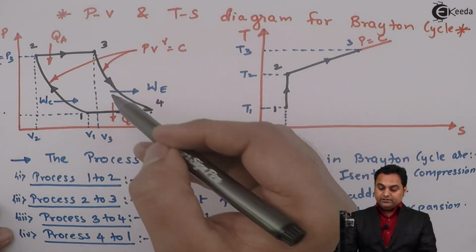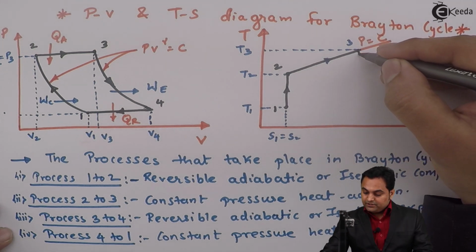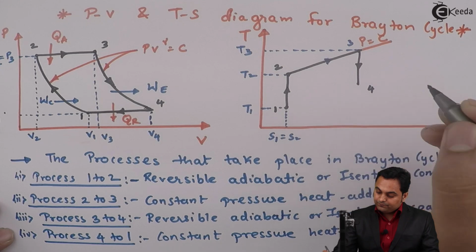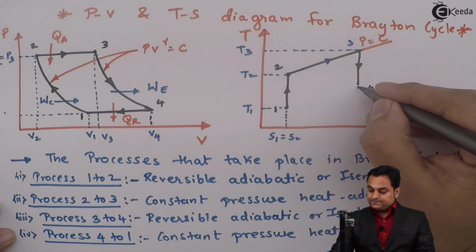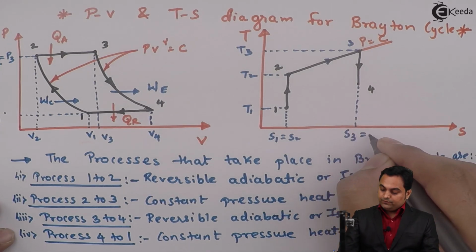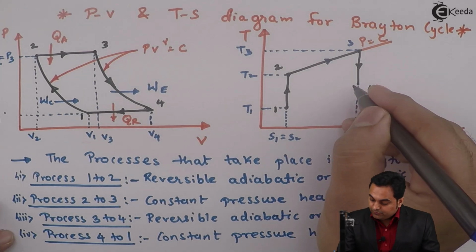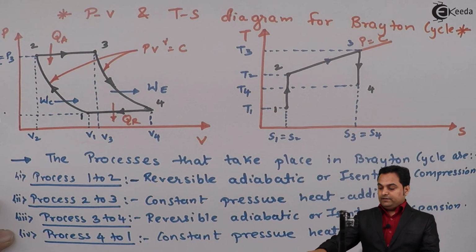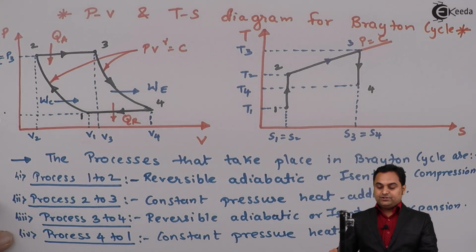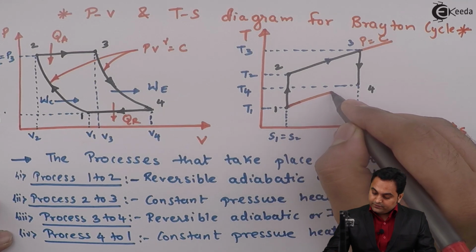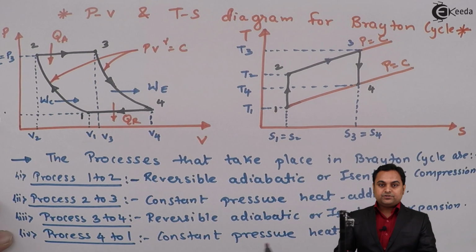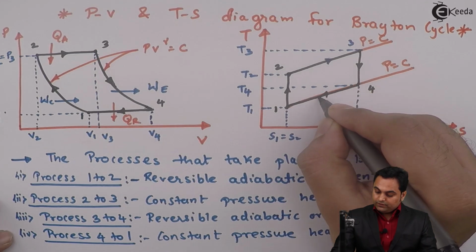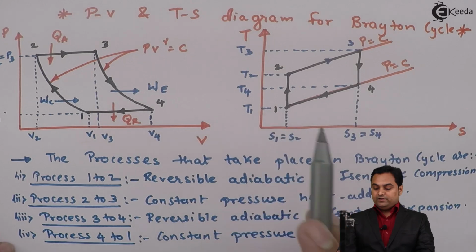Next, from 3 to 4 it is a constant entropy expansion process, that is isentropic expansion. From point 3 to 4 the entropy remains constant, that is S3 is equal to S4, and the temperature drops from T3 to T4. Then at last we have constant pressure heat rejection. So again I'll draw a constant pressure line connecting point 1 and 4. So this is the constant pressure line. Heat is rejected from 4 to 1, from T4 to T1.